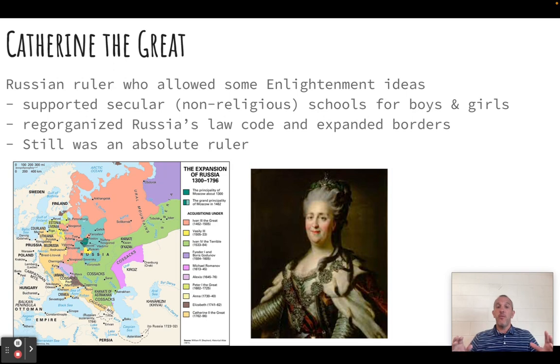She also is going to expand the border of Russia. So Russia is going to get very large during this time period. And you can see some of the areas that she pushes into is kind of modern day area that's still controversial today. So modern day Ukraine, these areas along the East Coast, or the Eastern Europe, Lithuania, Latvia, Estonia. Even with this, she's still an absolute monarch. So she's our contradiction. She's called an enlightened monarch. So she has a little bit of Enlightenment ideas, but she's still a monarch.